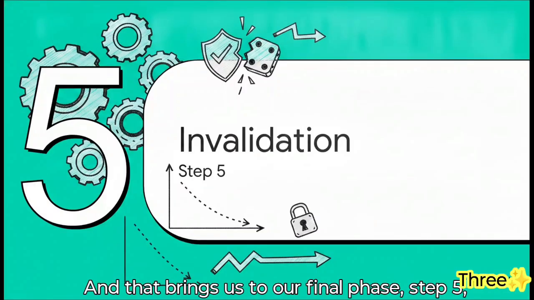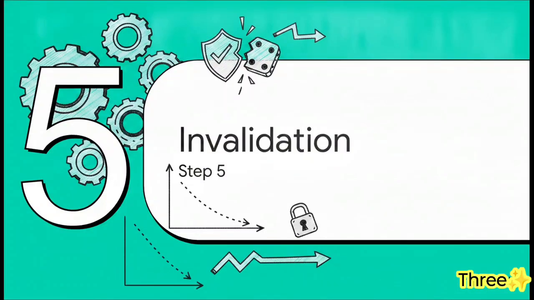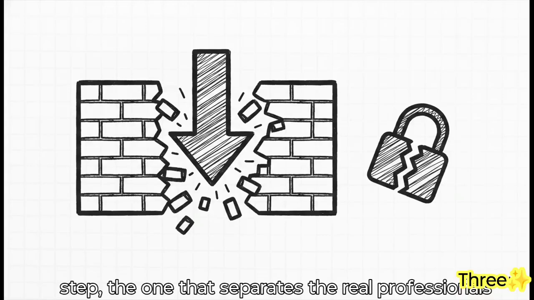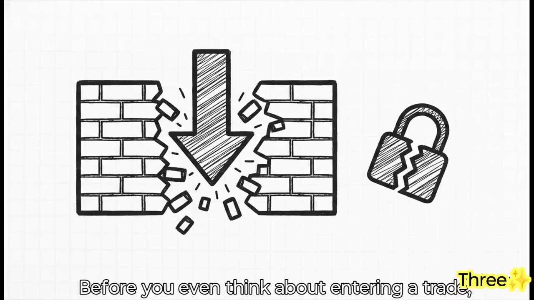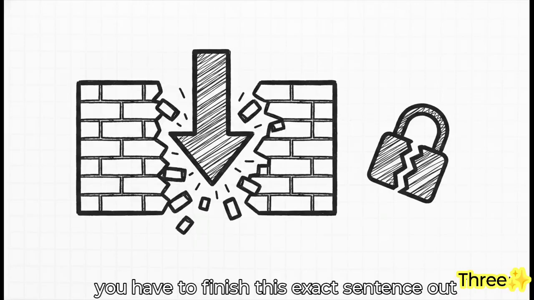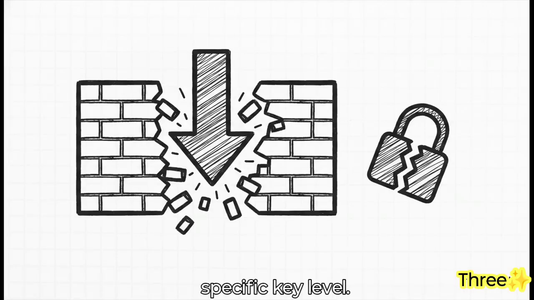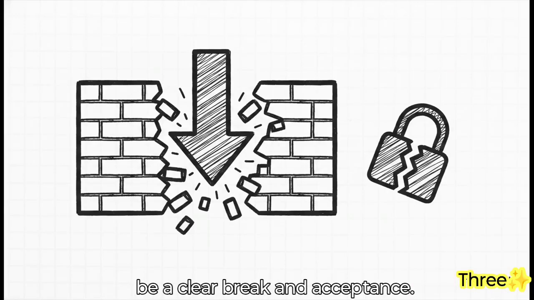And that brings us to our final phase, Step 5, Invalidation and Avoiding Mistakes. This right here is arguably the most crucial step, the one that separates the real professionals from the gamblers. Before you even think about entering a trade, you have to finish this exact sentence out loud. My bias is wrong if price breaks and holds a specific key level. And it can't just be a quick wick. It has to be a clear break and acceptance.